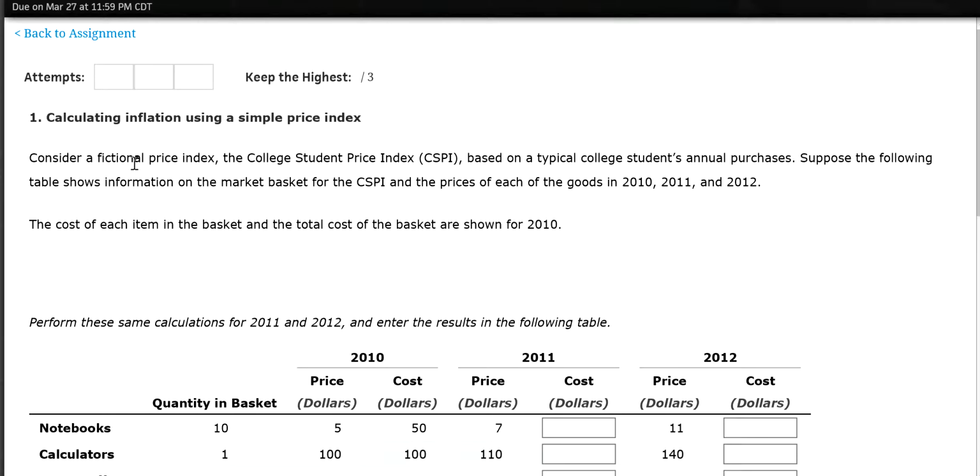So consider a fictional price index, the college student price index, based on typical college students' annual purchases. Suppose the following table shows information on the market basket for the CSPI and the prices for each of the goods in 2010, 11, and 12. The cost of each item in the basket and total cost of the basket are shown for 2010.